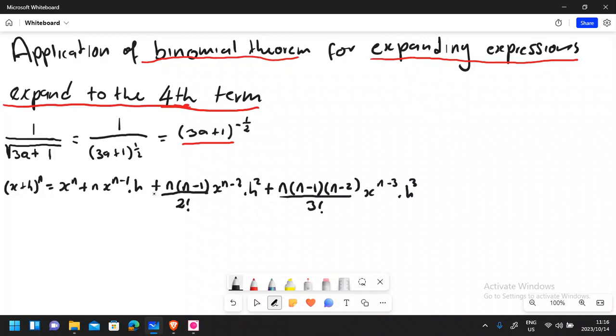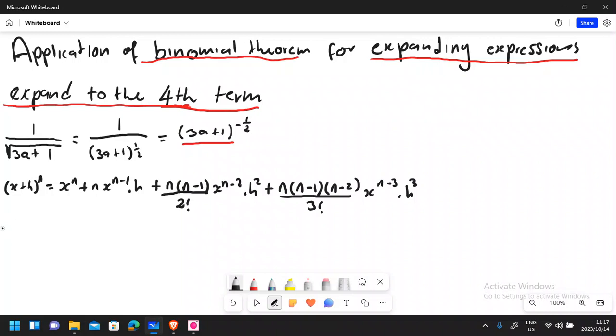Remember, the addition sign here separates the terms. So this one here is the first term, this one is the second term, this one here is the third term, and this one here is the fourth term. Right, so to make your life easier, before you continue, if you don't know this formula, watch the video on top of this one here. Alright, so this is how we do the formula.